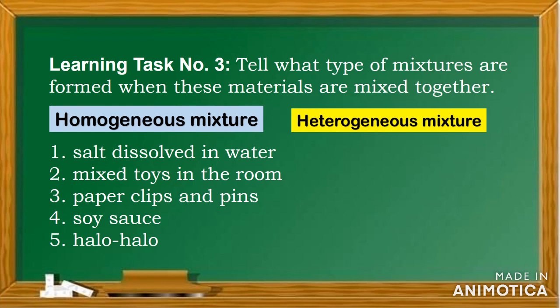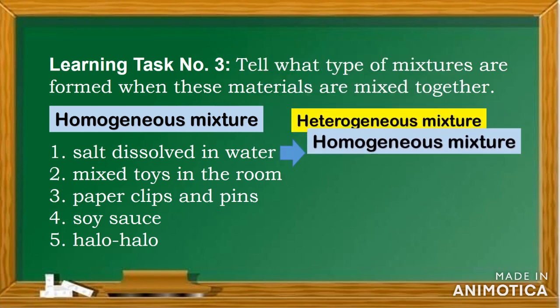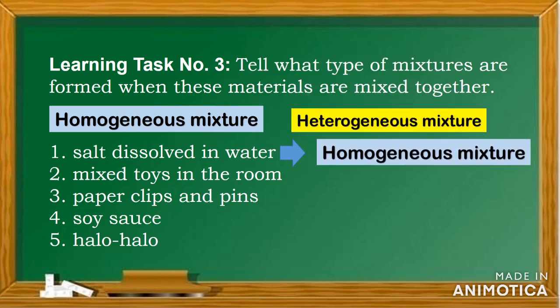For example, number 1, salt dissolved in water. So when the salt is dissolved in water, we cannot see salt anymore. So there is only one phase. So this will be what type of mixture? There will be homogeneous mixture. How about in number 2?